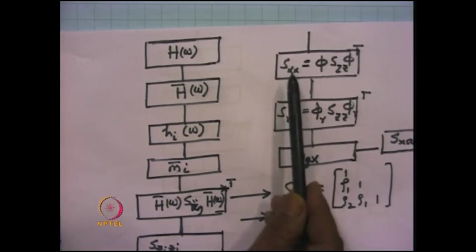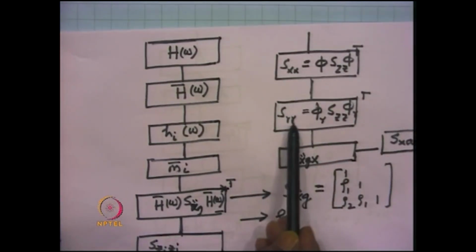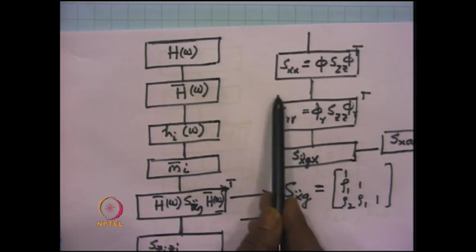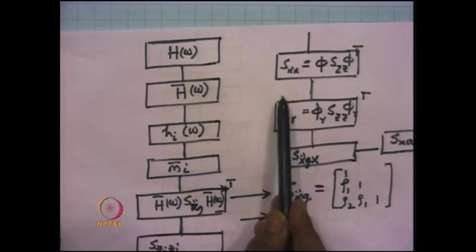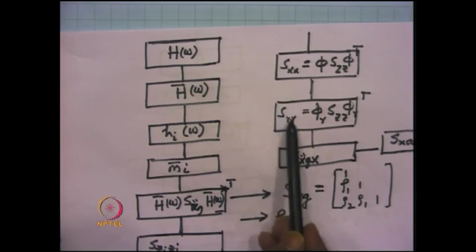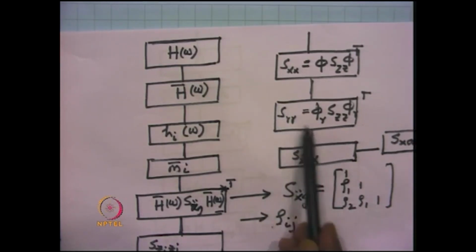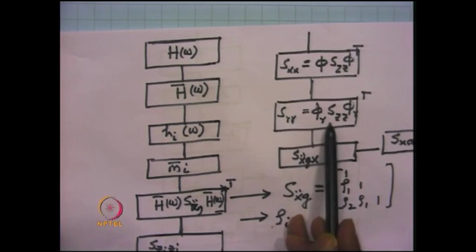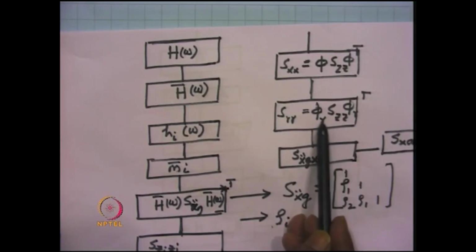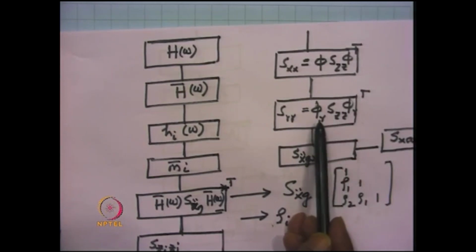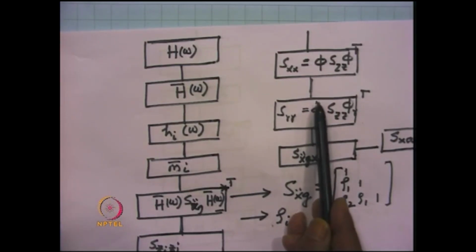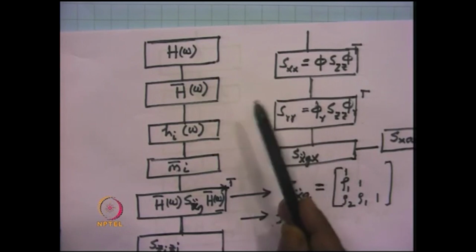If we are interested in finding out the power spectral density function matrix for any response quantities other than the displacement response quantities, then that can also be obtained by pre and post multiplying the Szz matrix with the phi r matrix. Phi r matrix is the mode shape matrix for that response quantity that we have stored before.